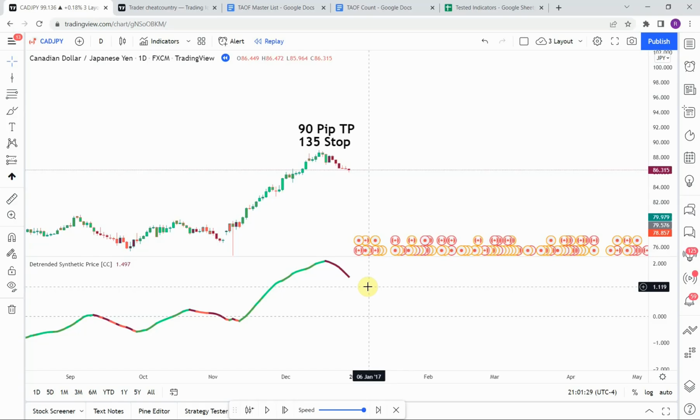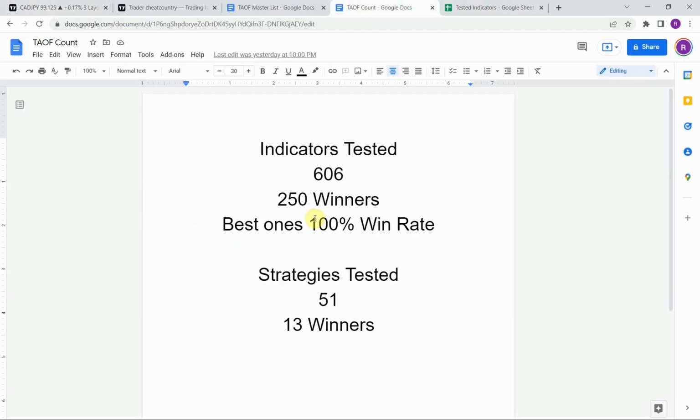Alright, as I said, today we will be testing the Detrended synthetic price indicator. Before we do though, I wanted to put the testing scoreboard up for everyone to see. So to date, we have tested a total of 51 different strategies, with 13 of them being profitable. We have also tested a total of 606 indicators, with 250 of them being winners. The best ones so far were able to achieve a 100% win rate. Now you need to go back and watch those videos to understand the context of how they were able to achieve that. So go back and watch those videos and see what you can get out of those winning indicators. And keep in mind that we test all these strategies and indicators on the Forex market, but they can be applied to just about any market universally.